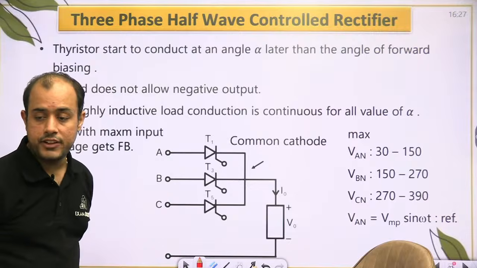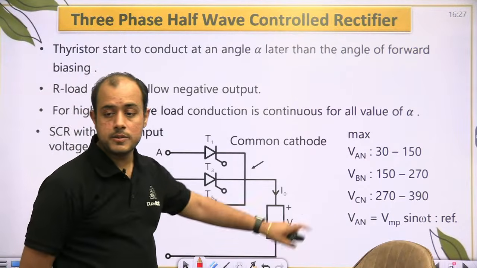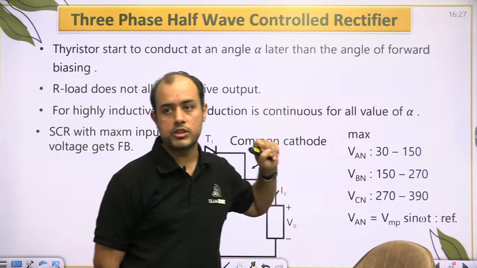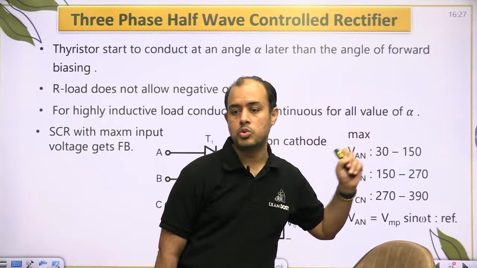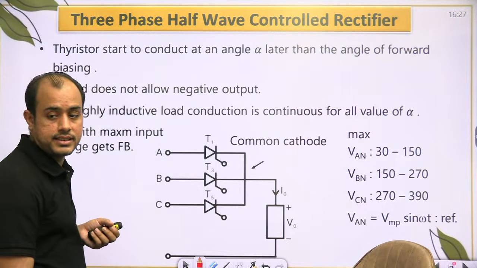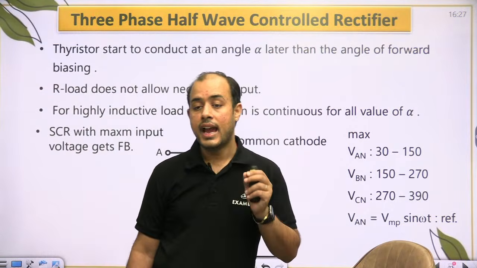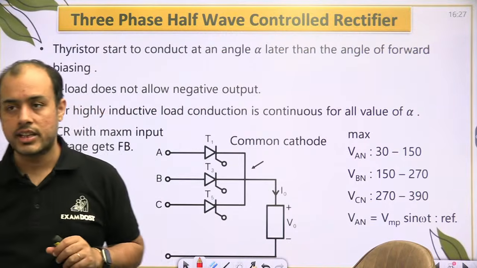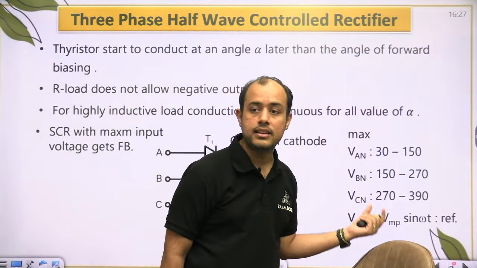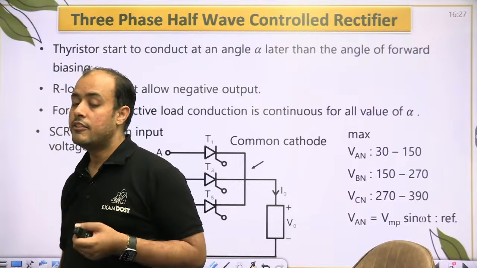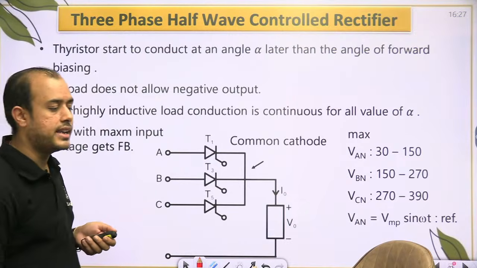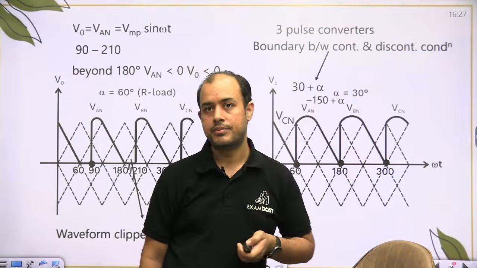Now, based on the three phase voltages, beta, AN is maximum from 30 to 150, BN is maximum from 150 to 270, CN is maximum from 270 to 390. माने each of the three voltages are highest for 120 degree, and in that 120 degree the thyristor will become forward biased. Now the reference that I take is the AN, which is VMP sin omega t. VMP is the maximum value of the phase voltage. VMP माने M माने maximum, P माने phase.